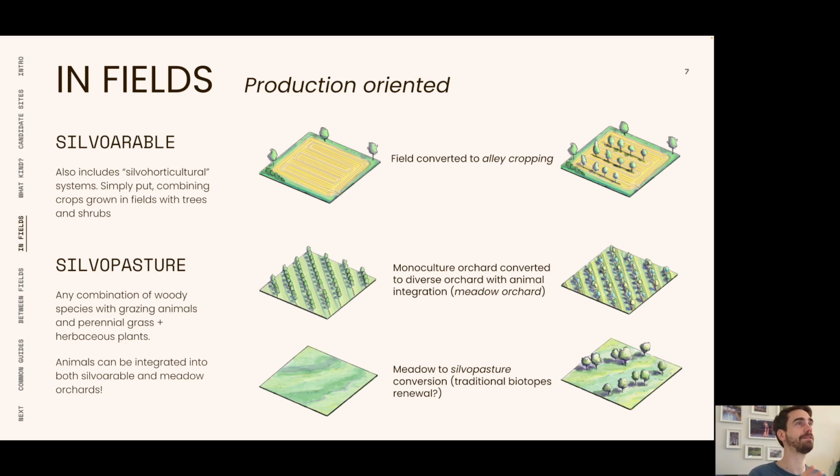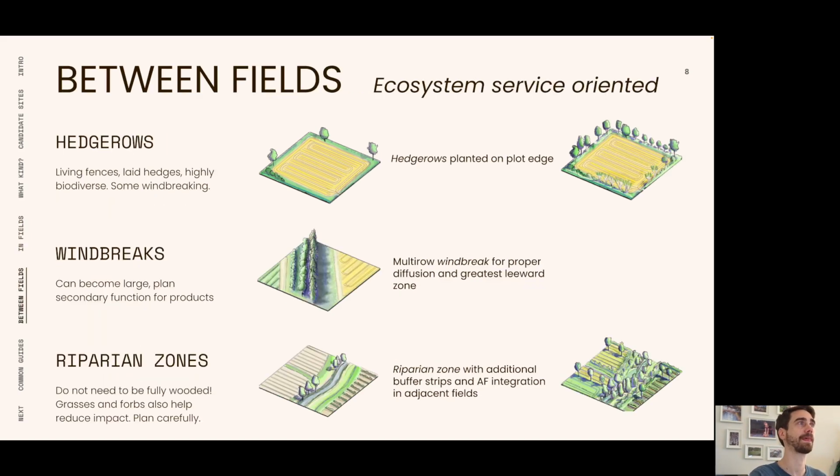So that's in fields. They're generally production oriented. They don't have to be. You can do agroforestry practices that are not production oriented inside your fields, but usually, since these are the spaces that are making revenue for your farm, you dedicate new systems that also produce revenue directly. Between fields: hedgerows, windbreaks, riparian zones.